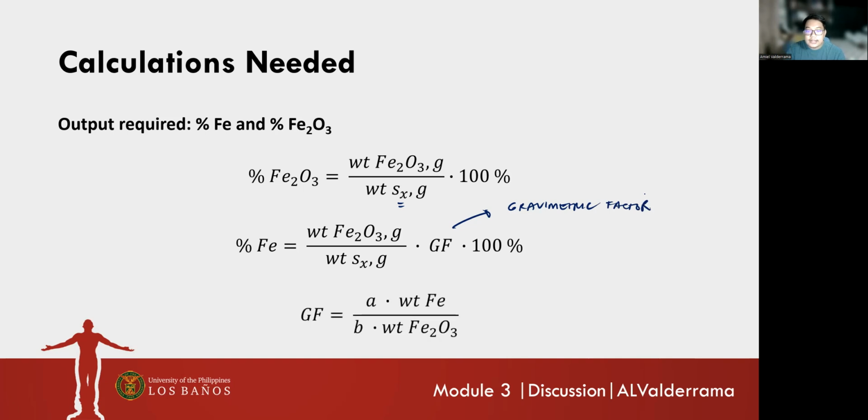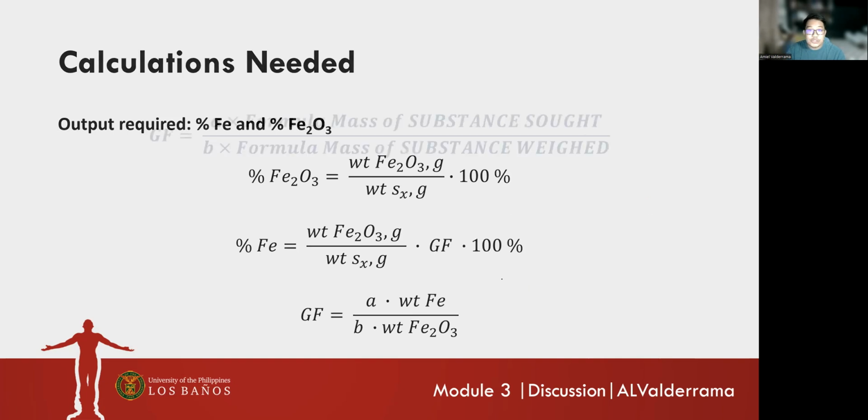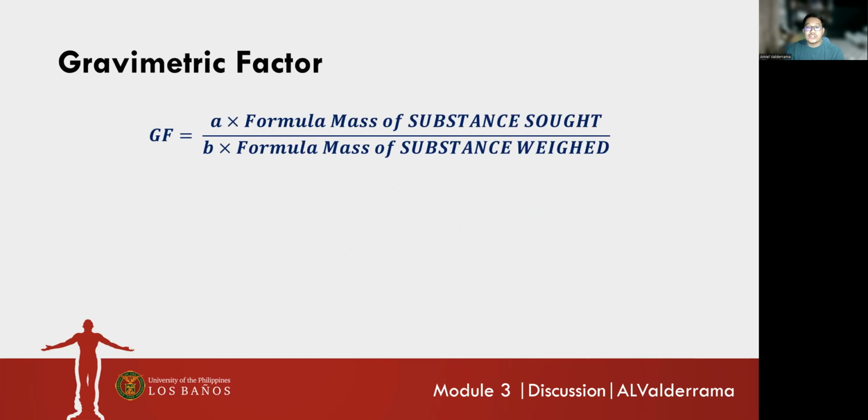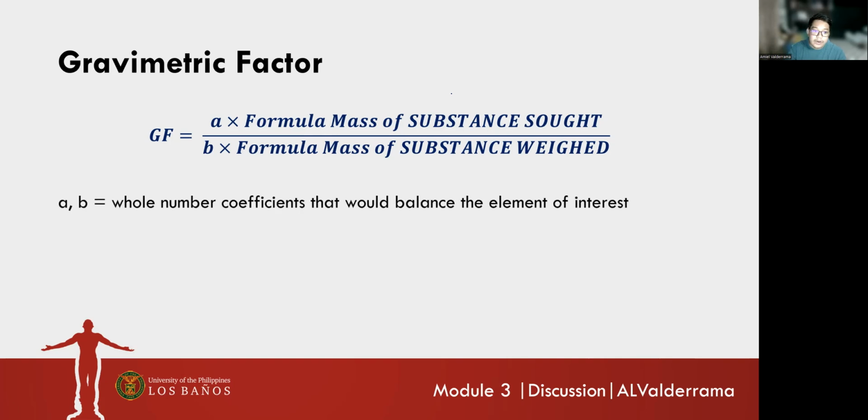This gravimetric factor is just the ratio of your weight sought over weight weighed. What does this mean? Let's proceed to the next slide. Your GF is just the ratio of the formula mass of the substance sought and the formula mass of the substance weighed. Your a and b are just whole number coefficients that would balance the element of interest.